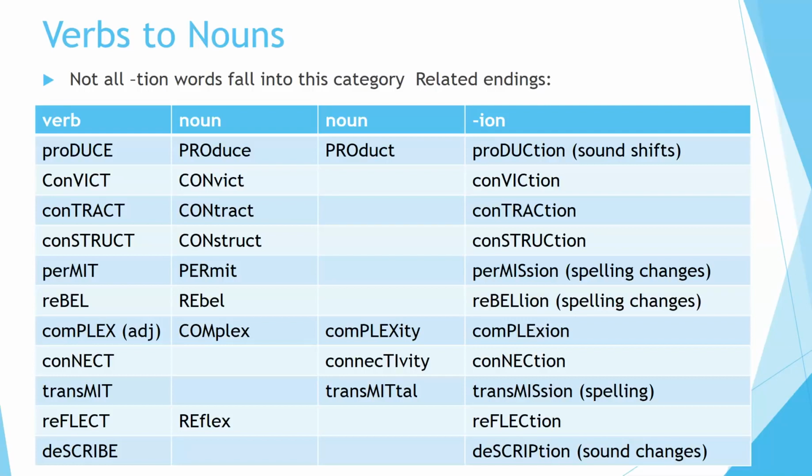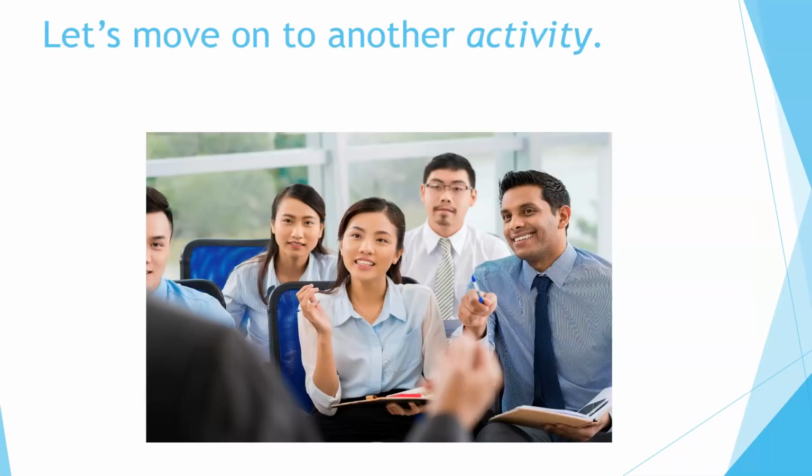Now the last one has both stress and sound changes. Describe, description. Notice there are two sound changes here. The long I becomes a short I. Describe, description. And the B becomes a P sound before the T. Describe, description. Let's move on to another activity.